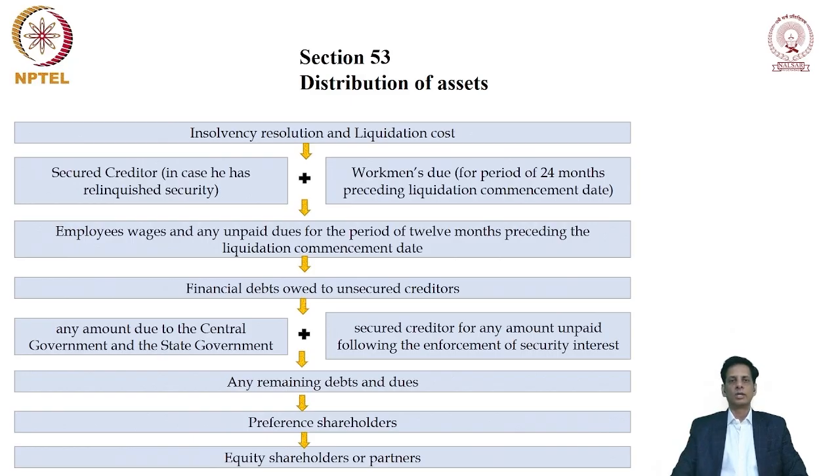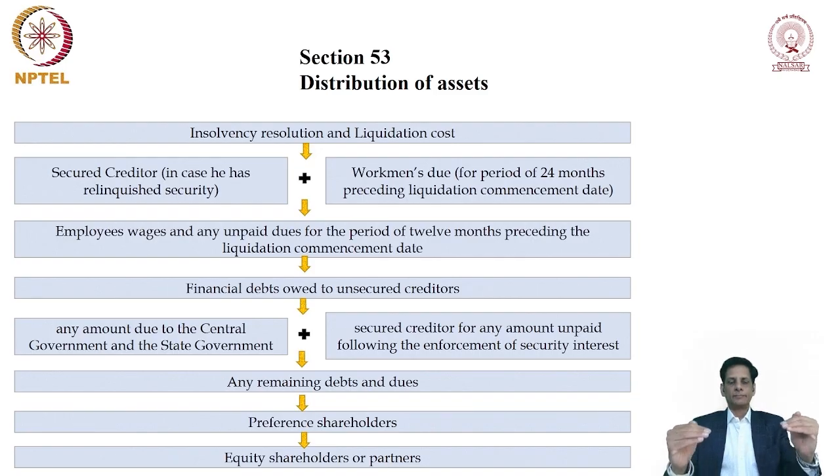And now number 4, any amount due to the central government, state government. Again, they will rank on par with secured creditor for any unpaid amount following the enforcement of security interest. Like we said under section 52, if the secured creditor walked away with his asset, but he could not realize the full amount, the balance money which he could not realize will now stand on the same rank as the government's claims under section 53, which are all on priority.